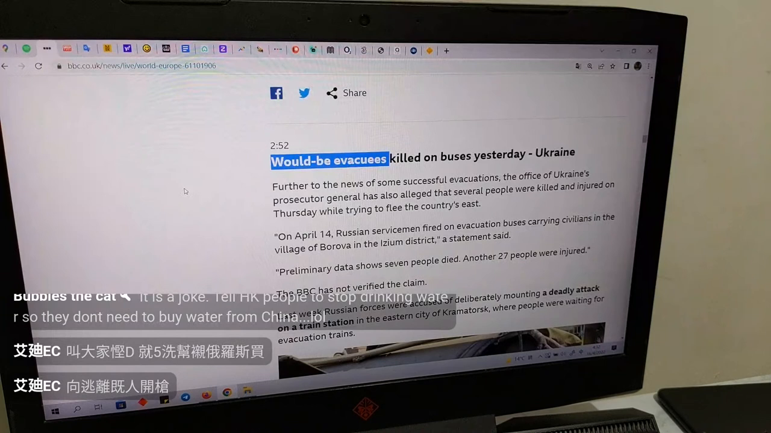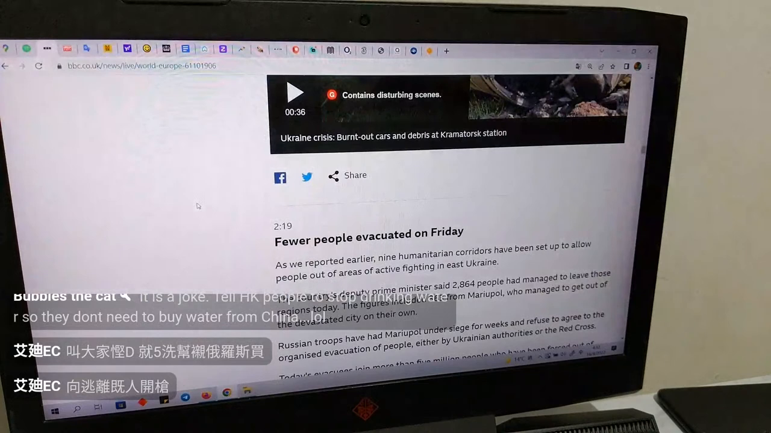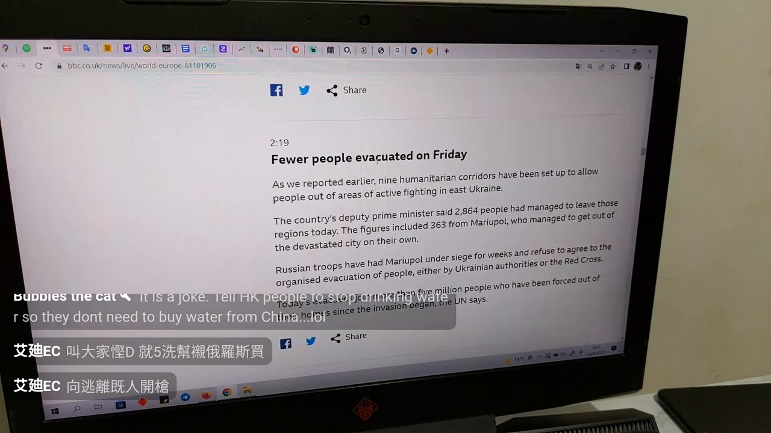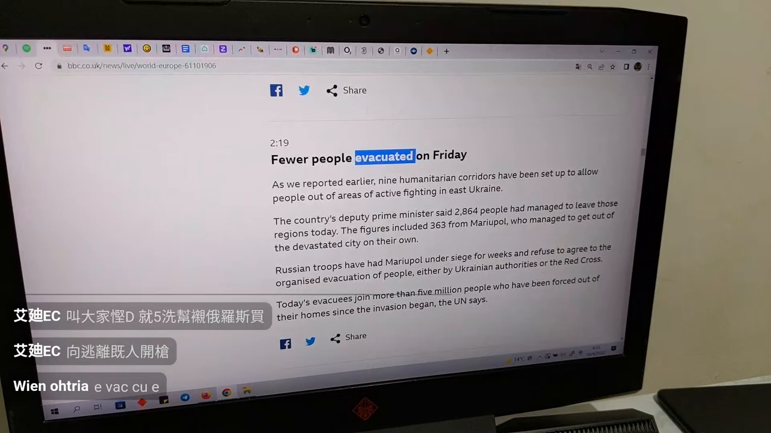I see this. Yeah, 向頭嚟嘅人開槍啦, exactly. Would be evacuees. Okay. Killed on bus yesterday. Yeah, every day have this kind of news, actually. It's crazy. Few people evacuated on Friday. So this word on the Ukraine news is always on. So I need to pronounce this correctly. You can see this word is so commonly used on the news.